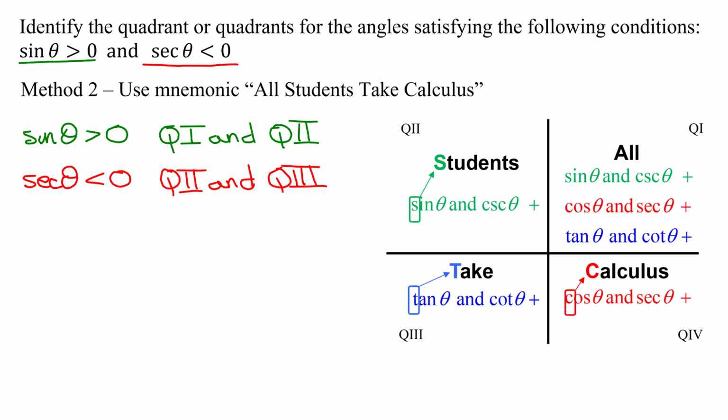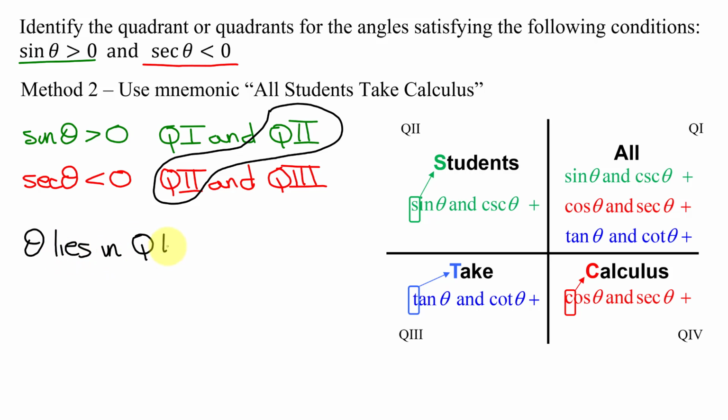Well, when are both of these conditions true? What do they have in common? They both have quadrant 2 in common. So I know that theta lies in quadrant 2. Now, does it matter which method you use to solve this problem? No, they both work equally well.